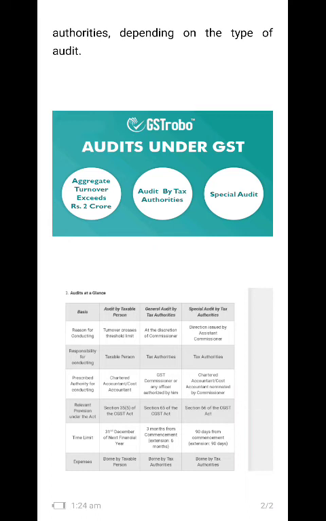And the time limit. For the audit by taxable person, 31st December of the next financial year is the time limit. For the general audit by tax authorities, it is 3 months from commencement, and an extension of 6 months is also possible. Generally it should be done within 3 months from the commencement. In case of special audit by tax authorities, 90 days is the time limit. Okay, so in special cases, an extension of 90 days will be given.